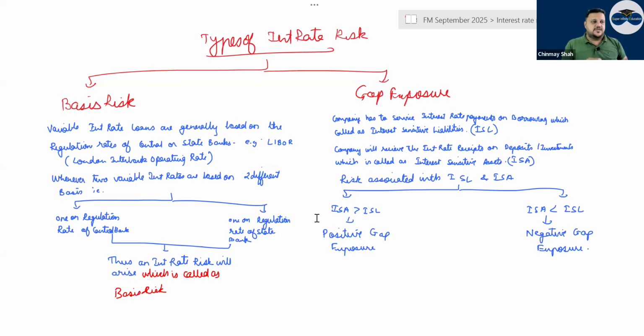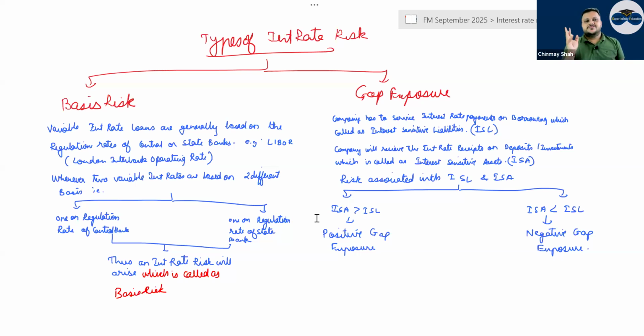Gap exposure: whenever you deposit money, you receive interest on it, right? And whenever you borrow money, you pay interest on it. The deposit amount on which you receive interest is called an interest sensitive asset. Money you borrow and pay interest on is called an interest sensitive liability, correct? So whenever your inflow of interest received is more and outflow of interest payable is less, there is a positive gap exposure. The other way around, liabilities are more and assets are less, is a negative gap exposure.